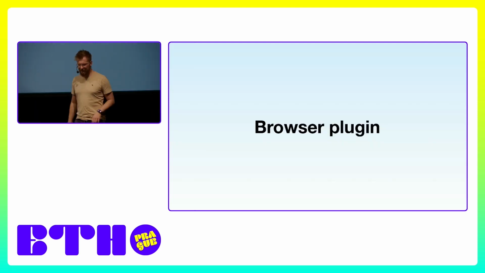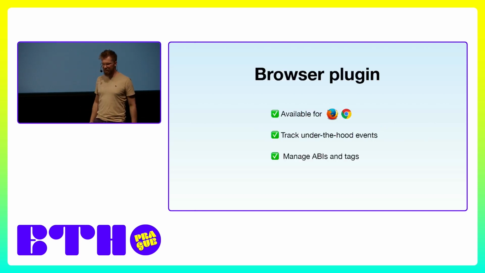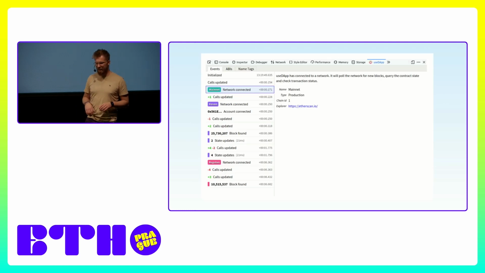Yeah, and there is also another feature which is super important in my opinion, which is the browser plugin. The browser plugin for UseDApp works for Mozilla and Chrome for now, and it tracks events under the hood. So not the events that were emitted on the blockchain, but events that happen at the core of UseDApp. It also manages ABIs and DAGs. And this is what the plugin looks like.